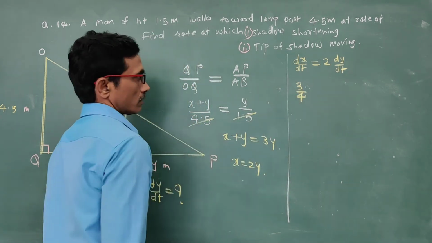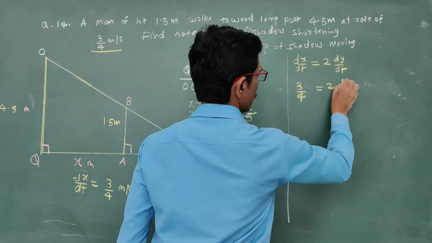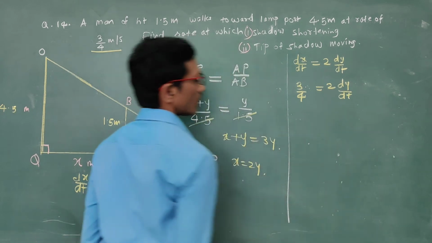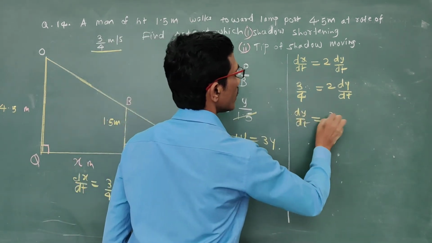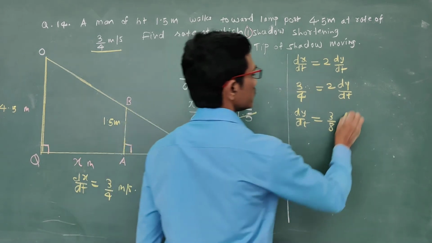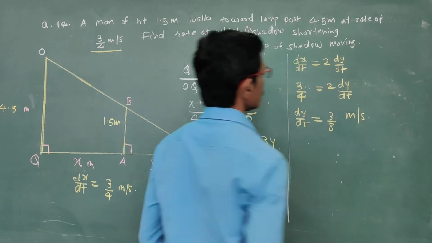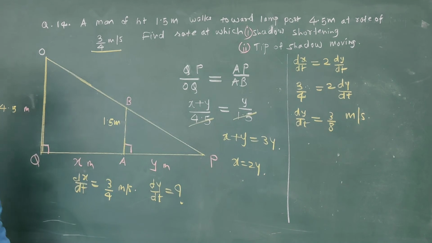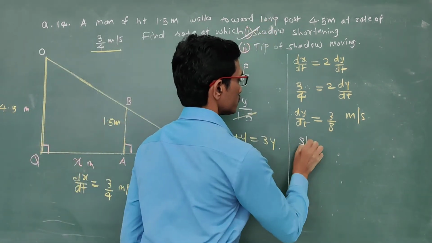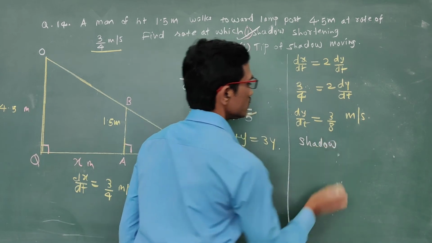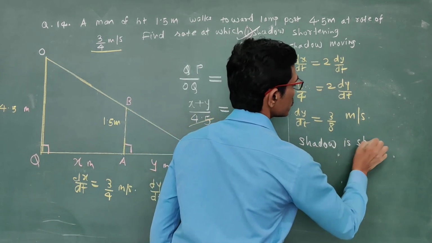So dx by dt is equal to 3 by 4, equal to 2 times dy by dt. Therefore dy by dt is equal to 3 by 8 meter per second. This is the rate at which the shadow is shortening. This is the first answer.